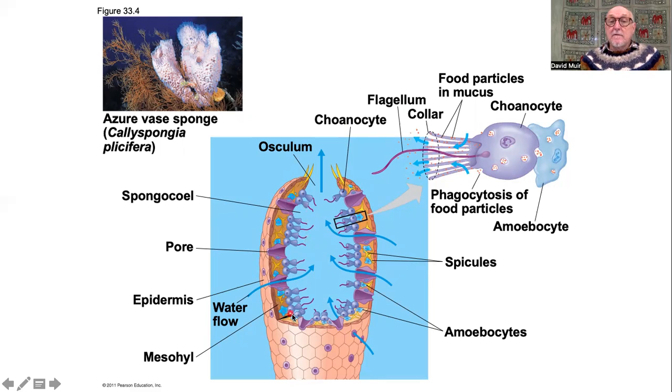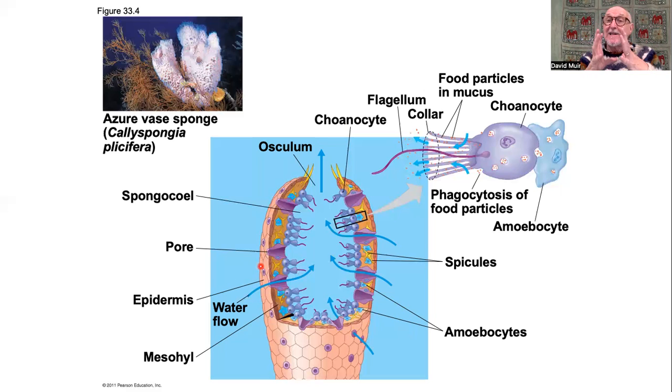Throughout the wall of the sponge, there are different kinds of cells. One type of cell is an amoebocyte. The amoebocytes actually feed on material plucked out of the water by the choanocytes and distribute it throughout. There is no nervous system, but in fact, the sponges can respond to stimuli. If you poke them, parts of the sponge may contract.